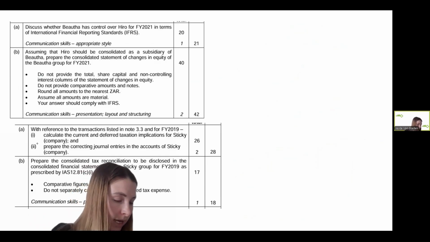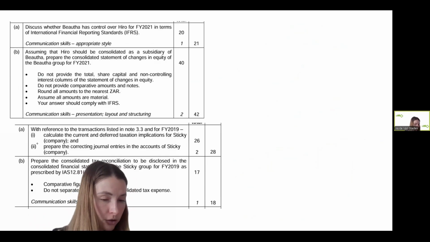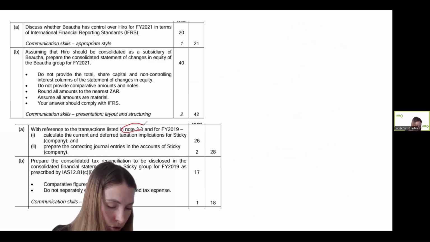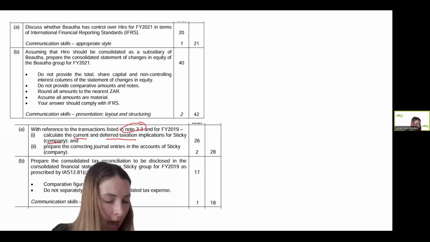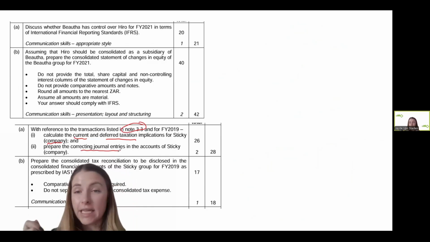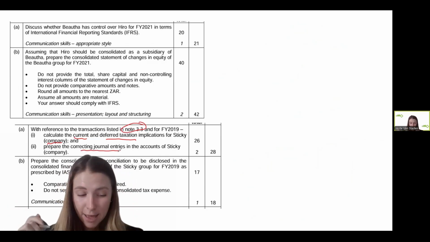Okay, next required says to us, with reference to the transactions listed in note 3.3. So they're scoping us to note 3.3, calculate the current and deferred tax implications for Sticky, the company, and prepare the correcting journal entries. Oh, there we see correcting journal entries again. And let me tell you, Psycho likes them, so best you learn how to do them.